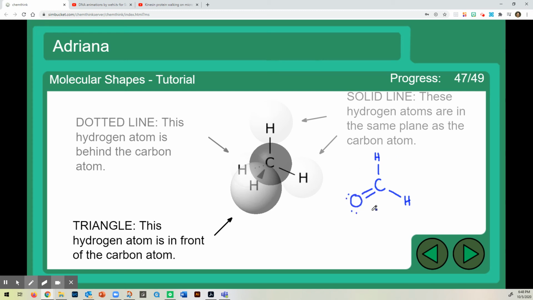This would be a trigonal planar. It is flat, and so I don't have to do any fancy wedges and dash lines. It's all flat. I just imagine that it's flat on the screen.